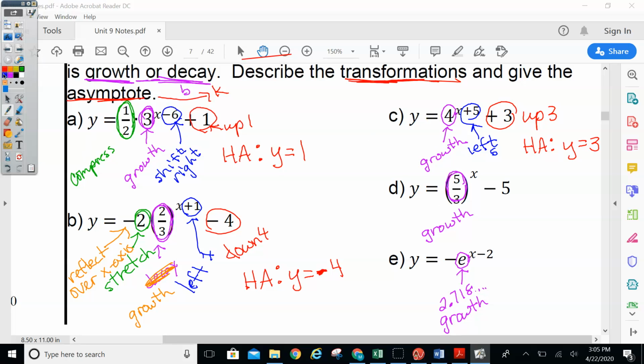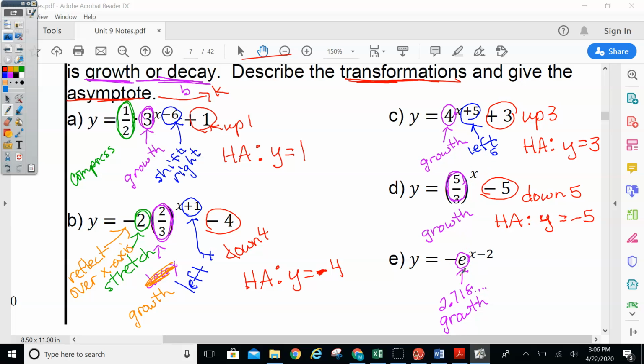Right, and then for D, we only have a -5 out here. So this one makes it go down 5, which tells us that our horizontal asymptote is at -5. So Y equals -5. Again, there is no H because there's no number with the X. There is no A because there's no number in front of the base. And this is a growth because it was more than 1.